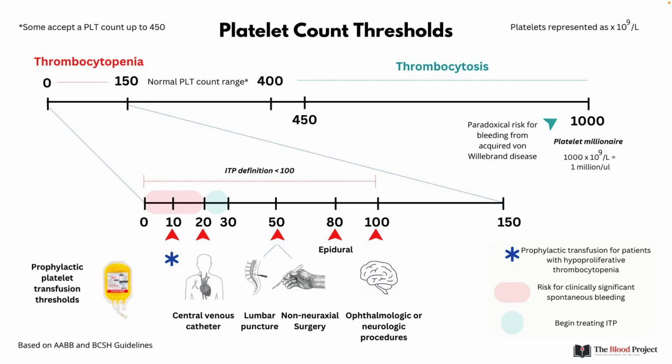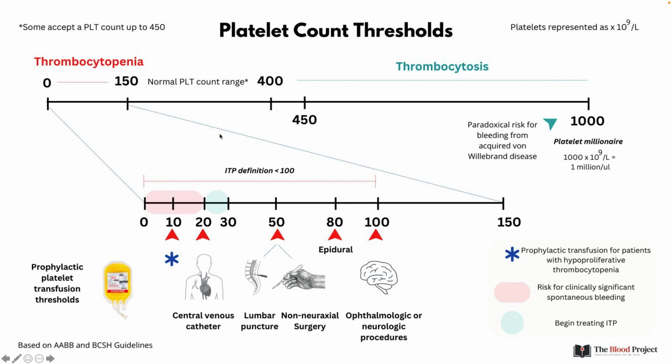Next, I want to talk about the platelet threshold count. This one is extracted from the Blood Project website. It's very important for us to know, when we want to do any procedure, especially a diagnostic procedure in a patient with low platelets, what level we are aiming for before the procedure. Let's say it's an eye surgery or brain surgery, you're talking about platelets more than 100. Epidural procedure, you're talking about 80. Lumbar puncture or non-neuroaxial surgery, more than 50. Central line insertion, more than 20. And generally for anything less than 10, if we want to go for a procedure, it should be covered with platelet transfusion because of the bleeding risk.